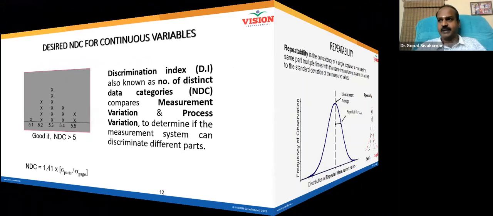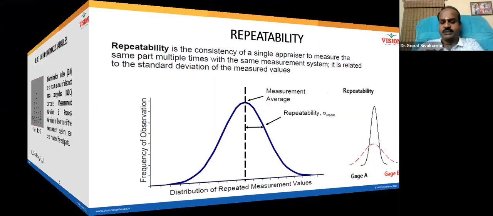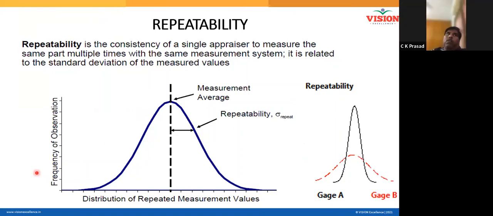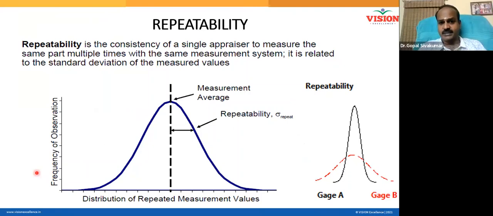Now coming to repeatability. I want one of you to read out this definition so that all of us can try to understand it. Repeatability is the consistency of a single appraiser to measure the same part multiple times with the same measurement system. It is related to the standard deviation of the measured values. Are you able to understand the meaning?